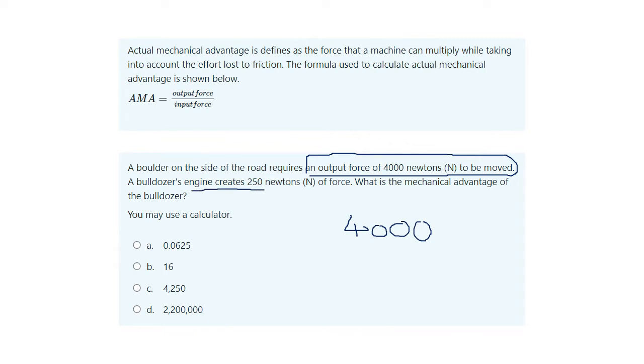The engine creates 250 newtons. Now the engine is putting force into the action. So the engine is putting in 250 newtons. But the engine is able to move the boulder. So what was the mechanical advantage? Well, it is 4,000 divided by 250, which is 16. The mechanical advantage is that the force is multiplied by a ratio of 16. So it's 16 times higher by using this machine.